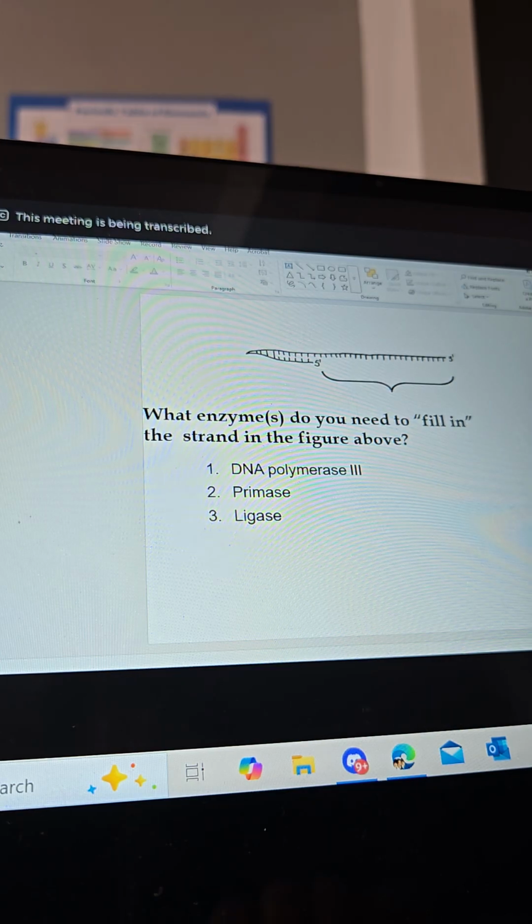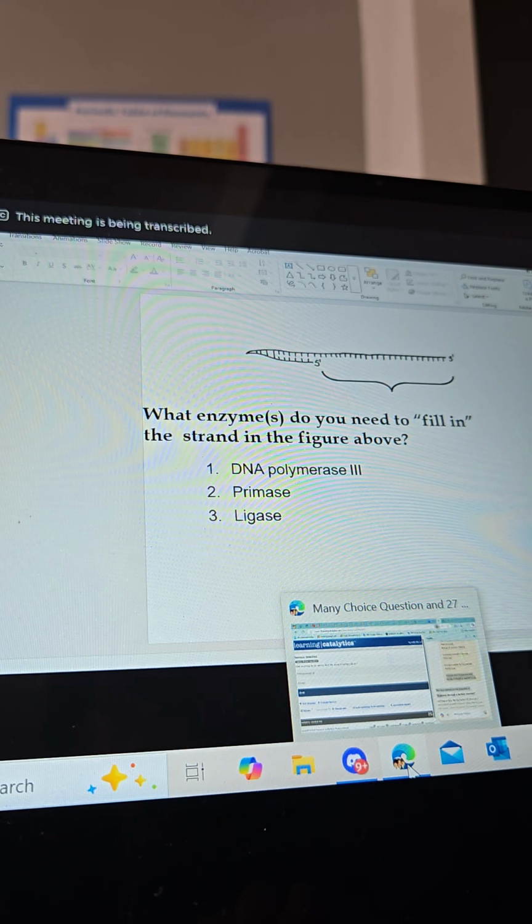So I need primase to put down something at the very end. Then I need polymerase to rebuild it from 3 to the 5 prime end. And then I need ligase to put them together. So I need all 3 of those.